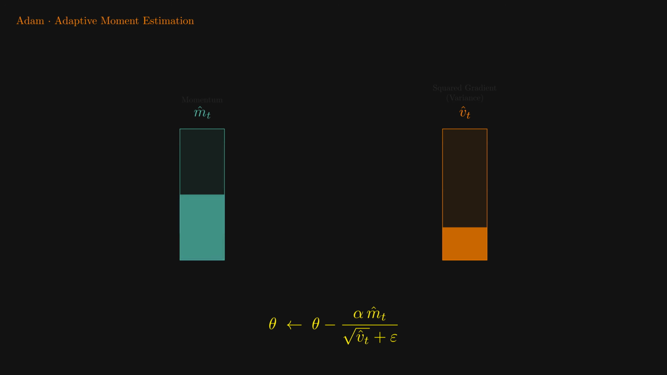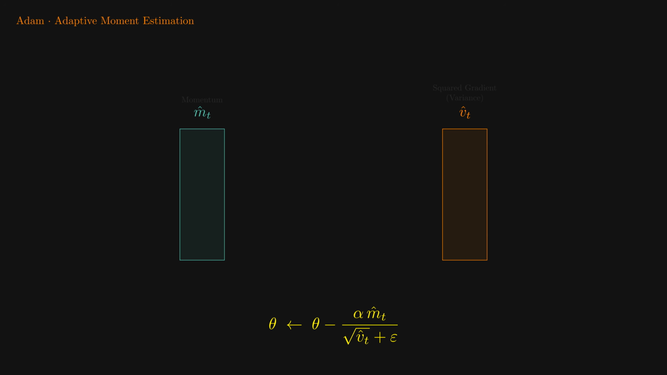We touched on momentum in episode 3. In practice, modern networks use ADAM, adaptive moment estimation. ADAM tracks 2 quantities for every single weight. The first is momentum, a running average of past gradients, giving the optimizer inertia. The second is variance, a running average of squared gradients, which adaptively scales the learning rate. Weights that see large consistent gradients get a smaller step. Quiet weights get a larger one.